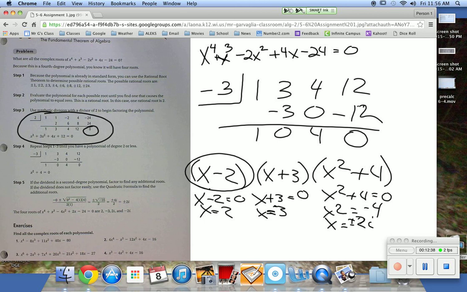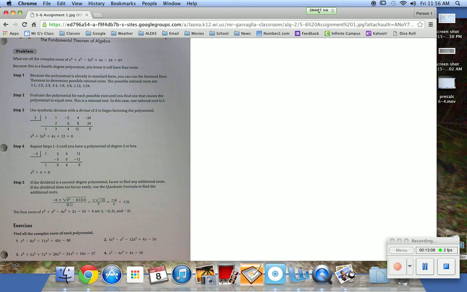All right, that's how we figured that one out. It's a lot of figuring, but that's how you find the factors of a large polynomial. That's how you do it. So much work.